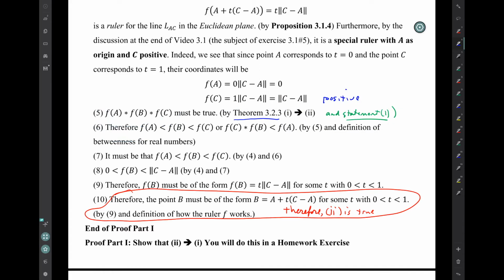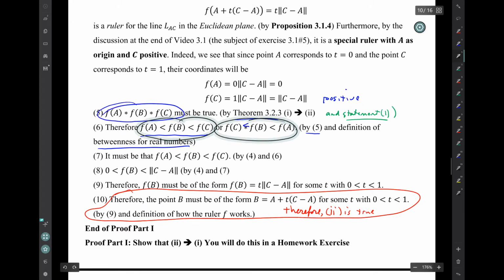And so, therefore, we can say that either this inequality is true, or this should have a less than sign here, or that inequality is true. That's by the previous statement 5 and the definition of betweenness for real numbers. Now, we can be more specific, though. Just knowing that this betweenness relationship is true tells us that either this is true or this is true. But in fact, we know it's got to be this one.